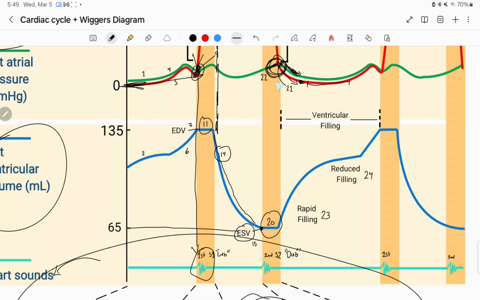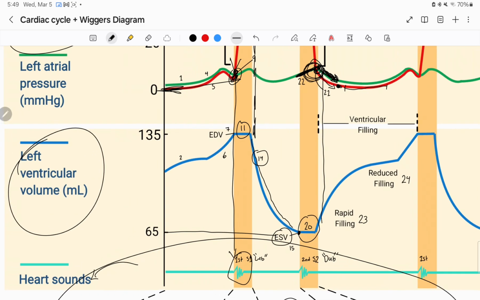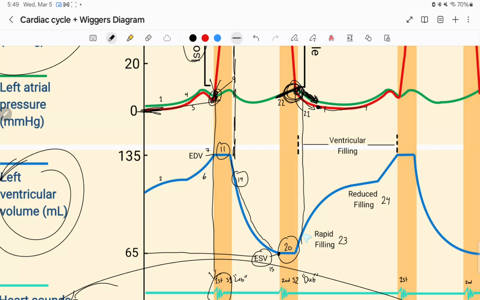Well, it's decreasing, guys, because there was blood filling into it over here, but now that the AV valve's opened at this point, it's going to let go of that blood passively into the ventricles. And when it does that, the pressure inside of the atria goes down because there's no longer any blood in it. And you can correlate this directly with the volume of blood in the left ventricle. You can see that as this atrial pressure goes down, the left ventricular volume is starting to go up, which indicates that blood is passively flowing from the atria into the ventricle. And that's the rapid filling phase. But you can see that it stops.